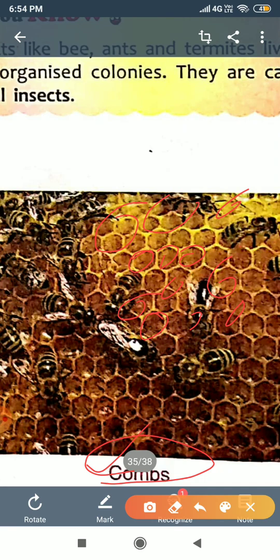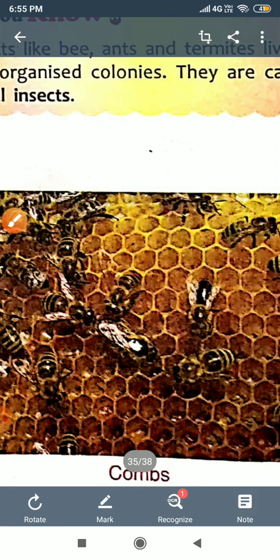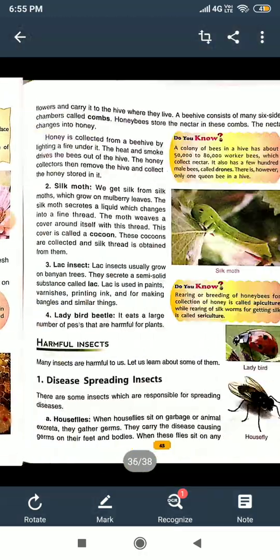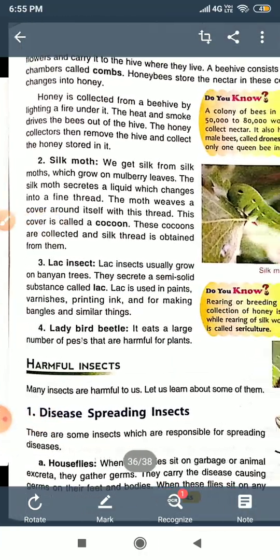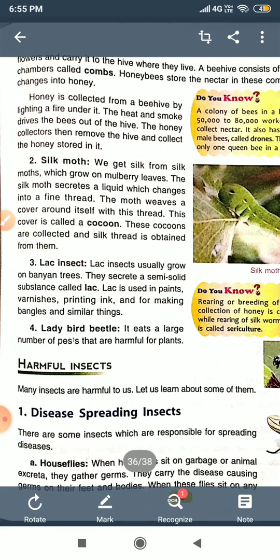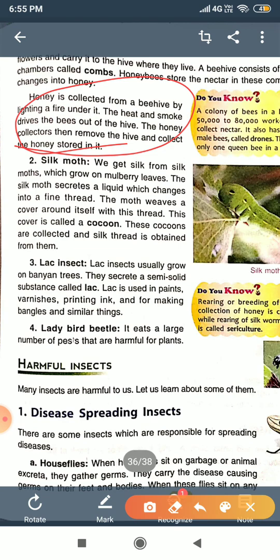See this. Do you know, in this comb, ये जो hole दिख रहा है आपको, in this comb the honeybee stores the nectar. And this nectar will change into honey, and we collect the honey from the beehive, and then we use it. Okay. So this is the way you get the honey. Honey is collected from the beehive by lighting a fire under it, and the heat and the smoke drive the bees out of the hive, and the honey collector then removes the hive and collects the honey stored in it.